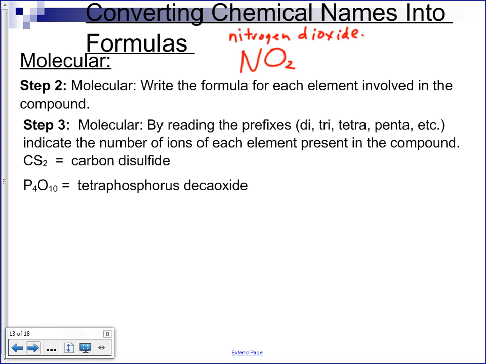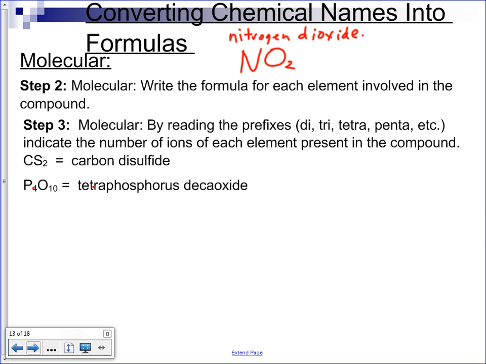Now, on this one here with P4 and O10, probably a few people are going, you just told me if I get those, I should reduce them. That's only true on ionic compounds. These were the prefixes you were given. Those are the numbers that go on there. You never reduce a molecular compound, just an ionic one.